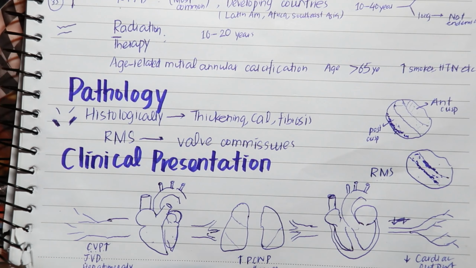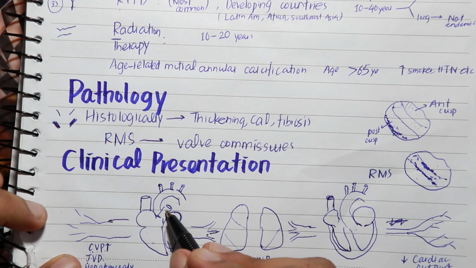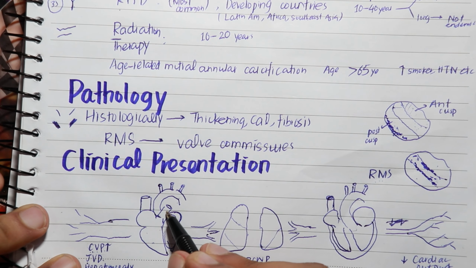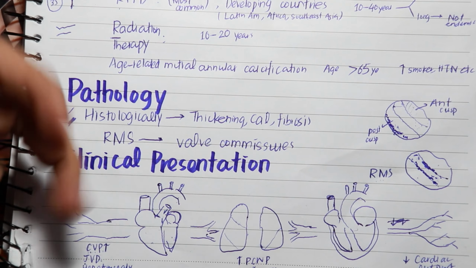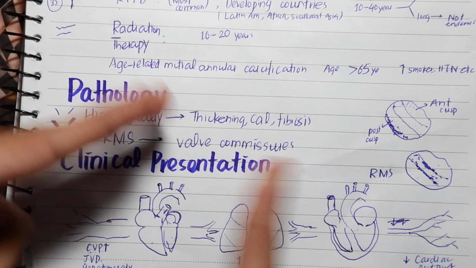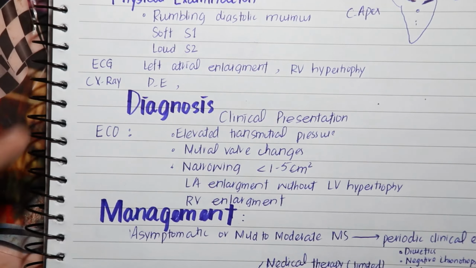Because suppose here is S2, which is due to the pulmonary valve. Now there is more pressure in the lungs, so backward pressure is also increased. It would cause the pulmonary valve to close more loudly. So more S2 is produced, which means there would be a loud S2.